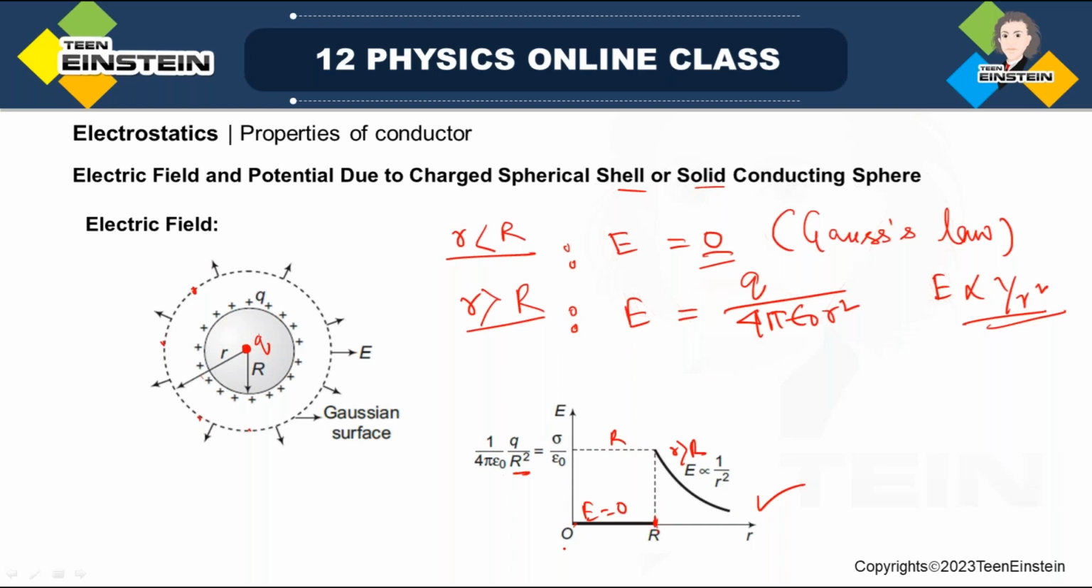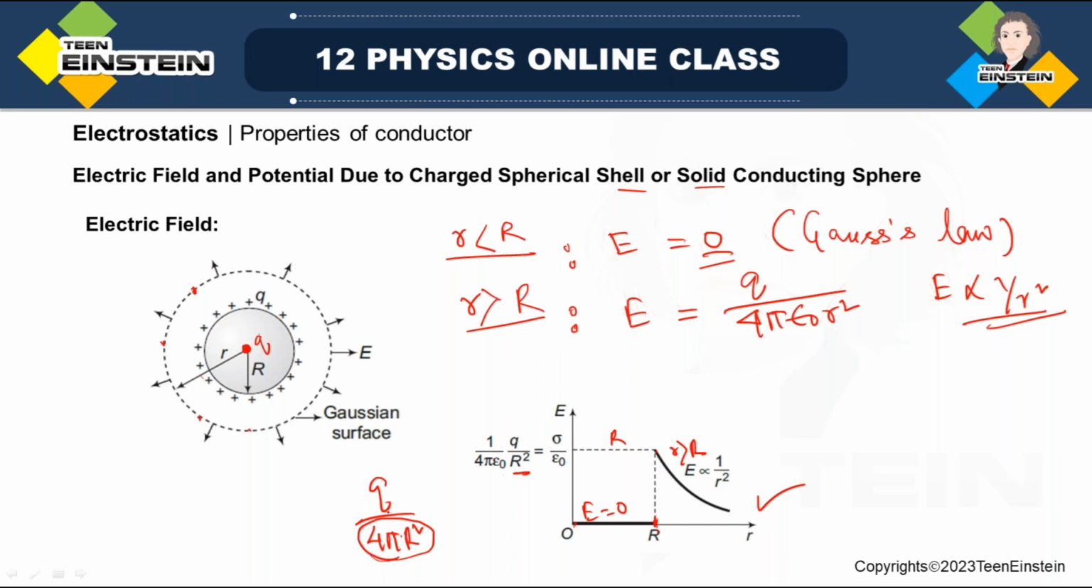So this curve is very important. But what is the electric field at the surface? At the surface it will be maximum, and that is Q by 4 pi epsilon naught capital R square. And see, this 4 pi capital R square is the area of the spherical shell.